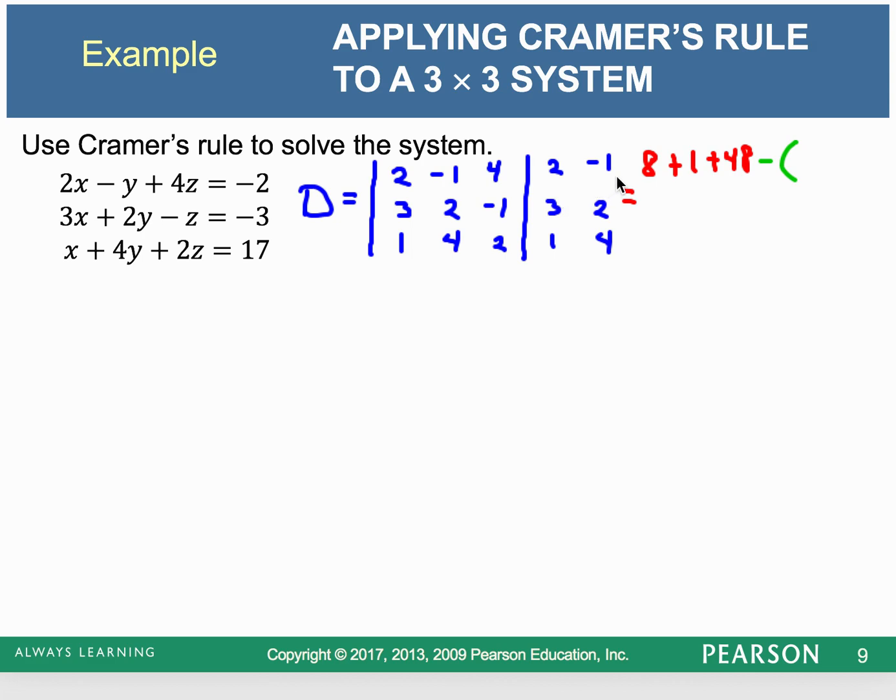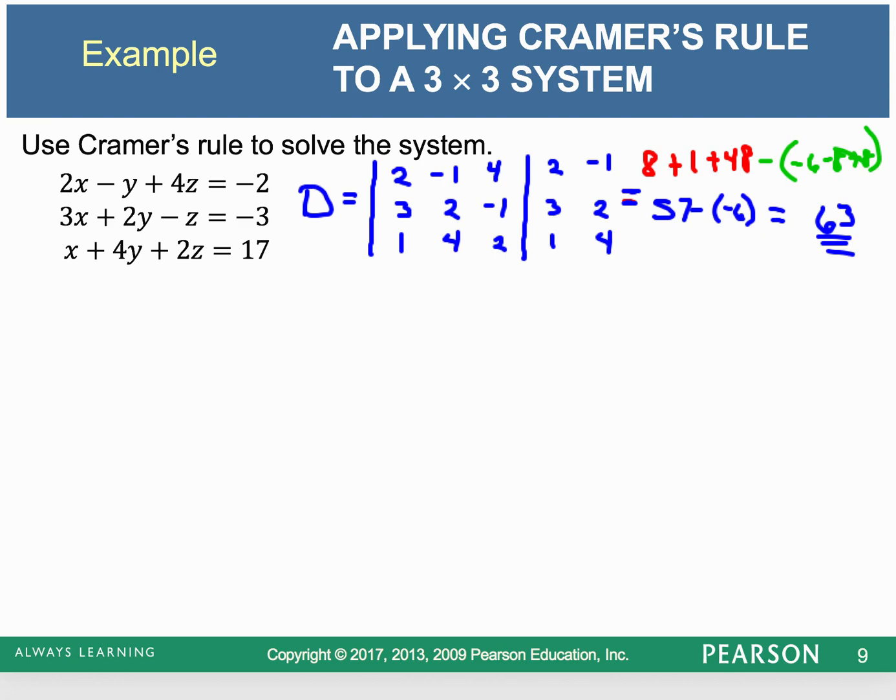Minus, now let's do the opposite direction. Be careful you keep your diagonals straight. So negative 6, minus 8, plus 8. Okay, so this is 57 minus 6. So 57 plus 6, 63 is D.